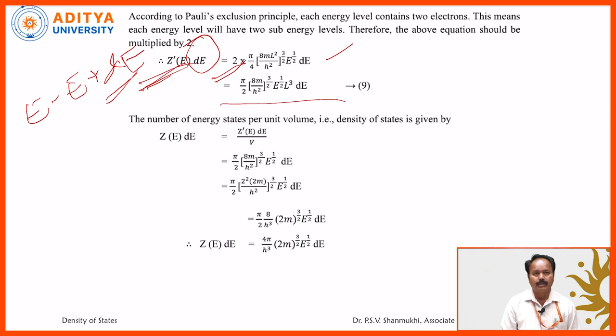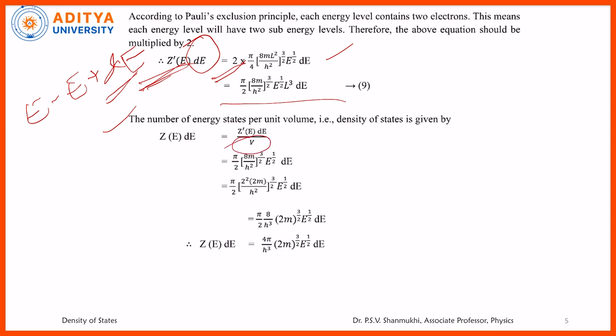But I want to get the expression for density. Density means per unit volume. Per unit volume, how many energy states are available. The number of available energy states per unit volume means divide with V now. What is volume? Actually it is taken as a potential well of length L, otherwise you can take it as a potential box of side L.